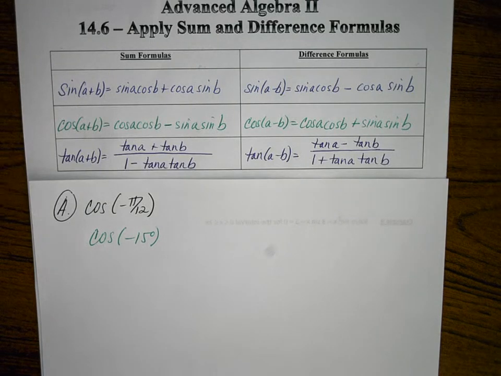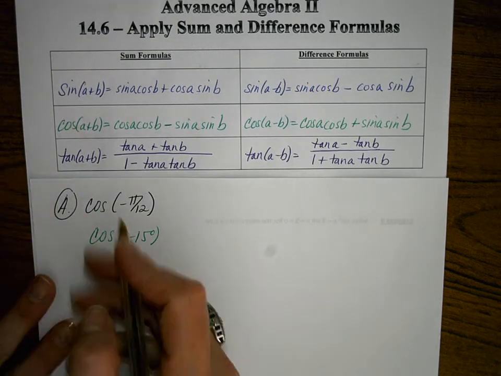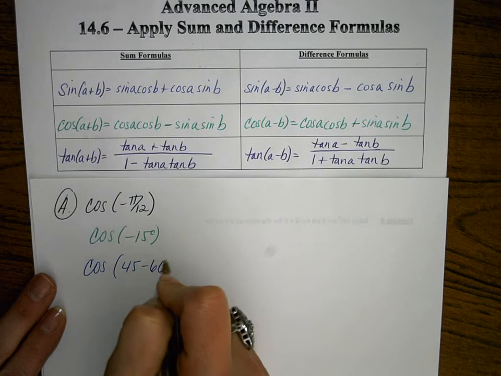Does he come from one of our beautiful triangles? No, he's not in a 30, 60, 90. He's not in a 45, 45, 90. However, using those numbers from our 30, 60, 90 and our 45, 45, 90, how would I get negative 15? 30 subtract, what did you say? 45 minus 60, absolutely. So the cosine of negative 15 is really the cosine of 45 subtract 60.